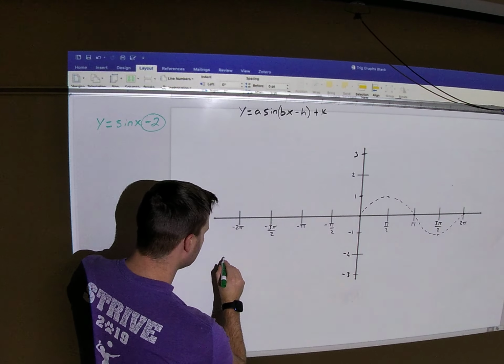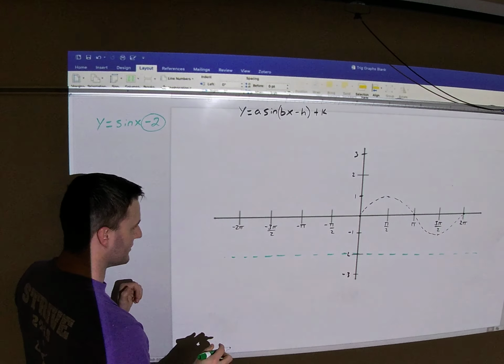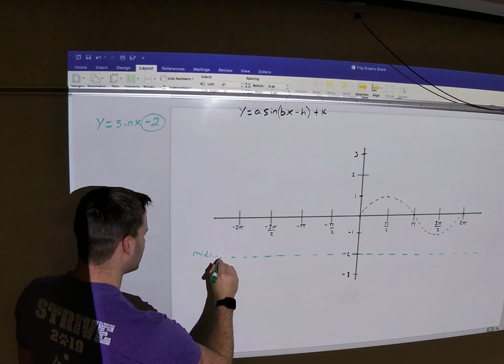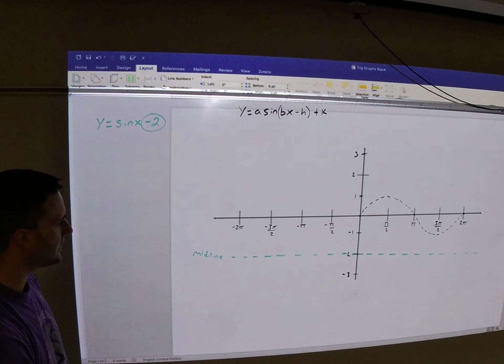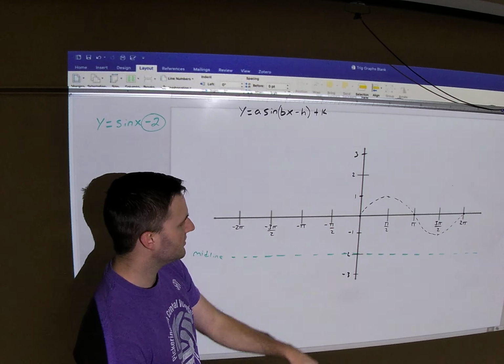So what I would do is I would go ahead and draw a dotted line here, and I'm going to label this as the midline. So this is the midline. This is where the middle of our function is going to be.